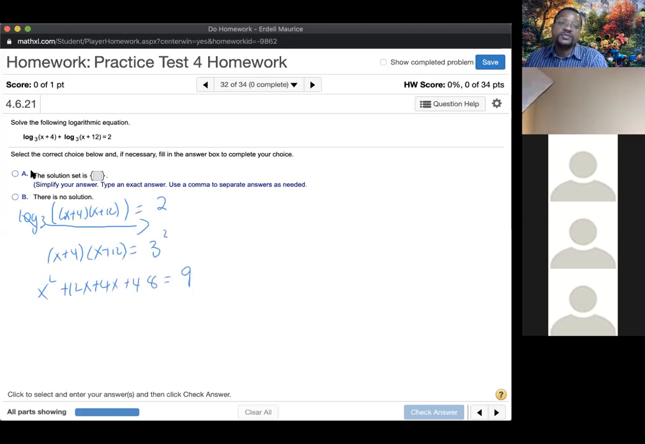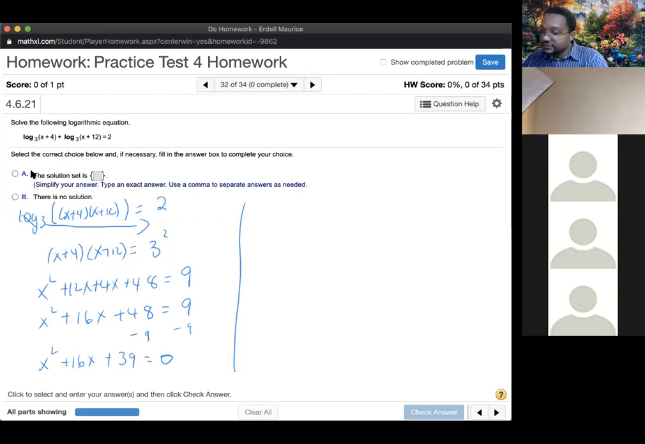Am I going too fast? I'm assuming you already worked on this in math. So that's going to be x squared plus 16x plus 48 is equal to 9. Subtract 9: x squared plus 16x plus 39 is equal to 0. This factors into (x plus 3) times (x plus 13) is equal to 0. So then you get x equals negative 3, and x is equal to negative 13.